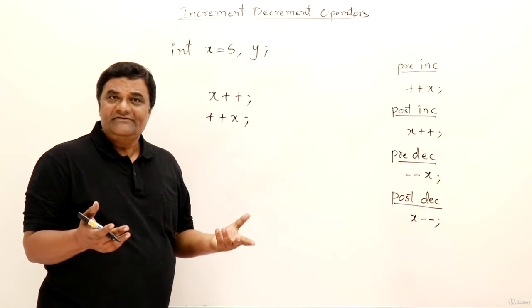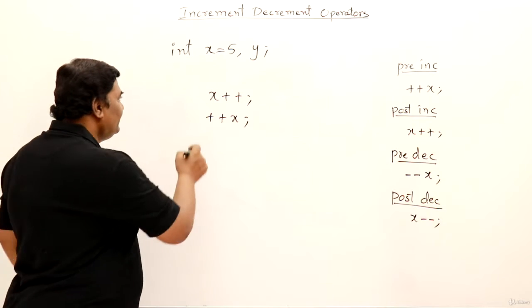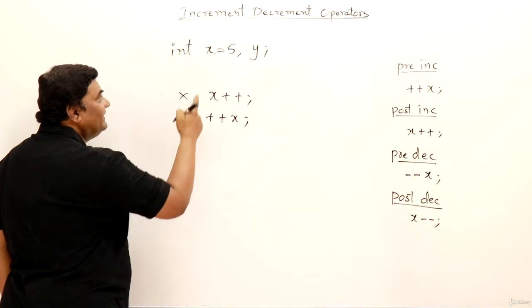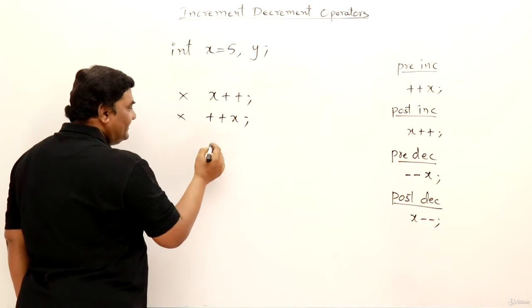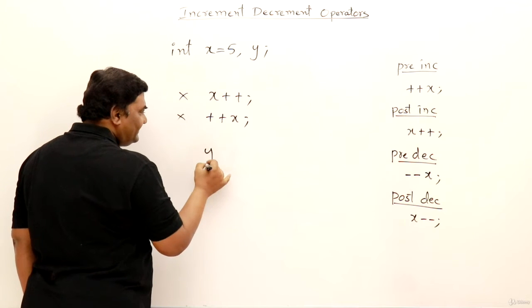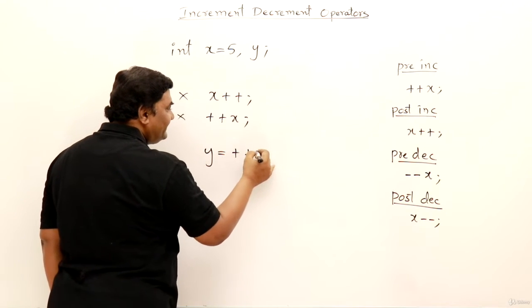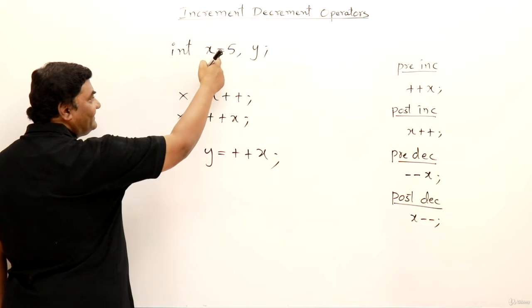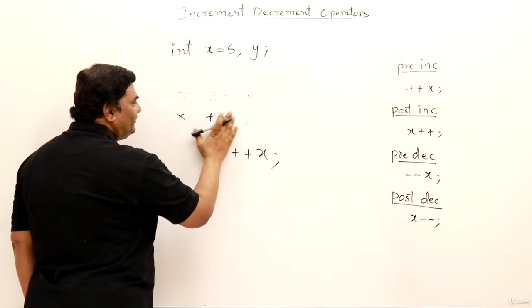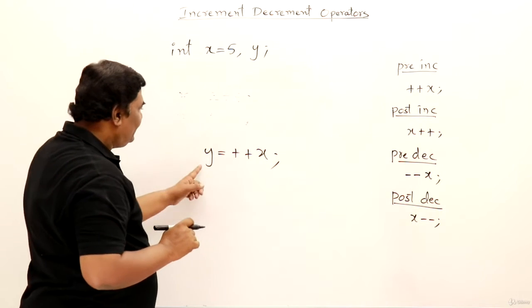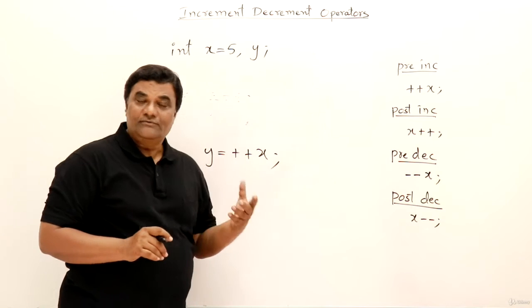Then what is the difference between pre and post? So let us see. Just remove this. Assume these are not there. Now again, x is 5. So if I say y = ++x, right now x is 5. Okay, I'll remove them. So y = ++x means what?